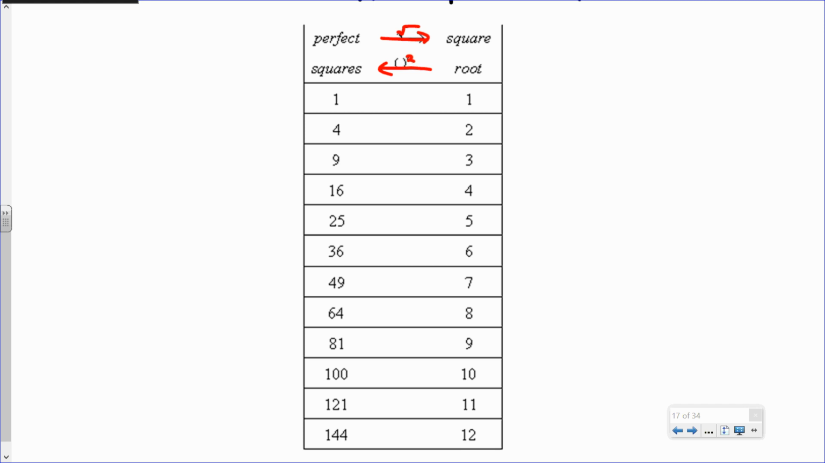The square root of 1, going that way, is 1. The square root of 4 is 2. The square root of 9 is 3, so I'm going that way. If I go that way, I'm taking the square root. If I go this way, I'm squaring. That's all this table means. It's going to be a handy-dandy tool for what I'm about to teach you. So write it nice and neatly. It's not for me, it's for you.